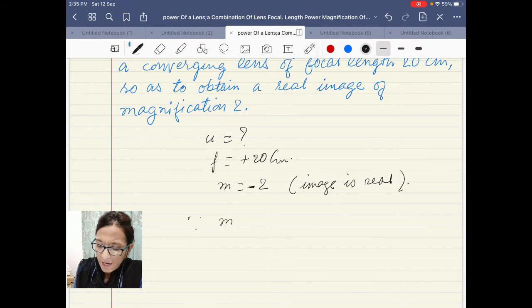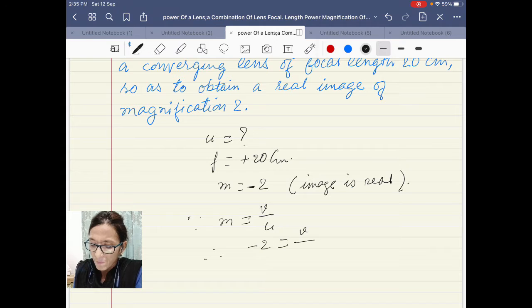Now we know that magnification of a lens is equal to v upon u, and therefore minus 2 is equal to v upon, we are not knowing u. So the quantity which is not given should not be put with its sign. We will simply put u. We will not put the sign of u. So therefore v comes equal to minus 2u.